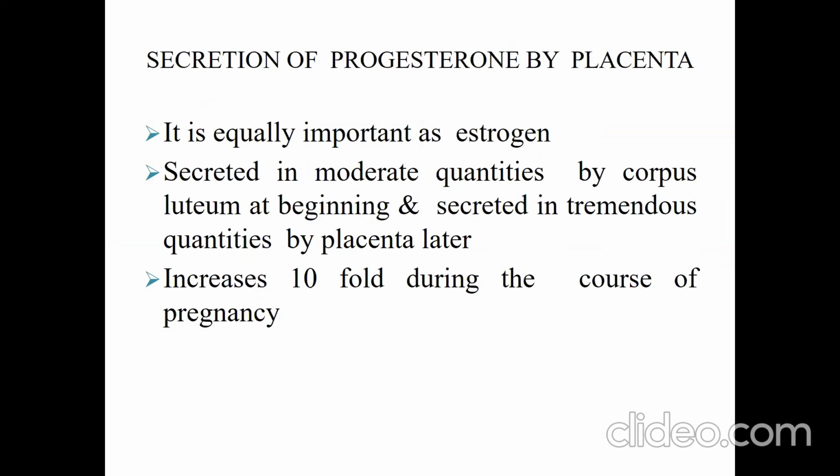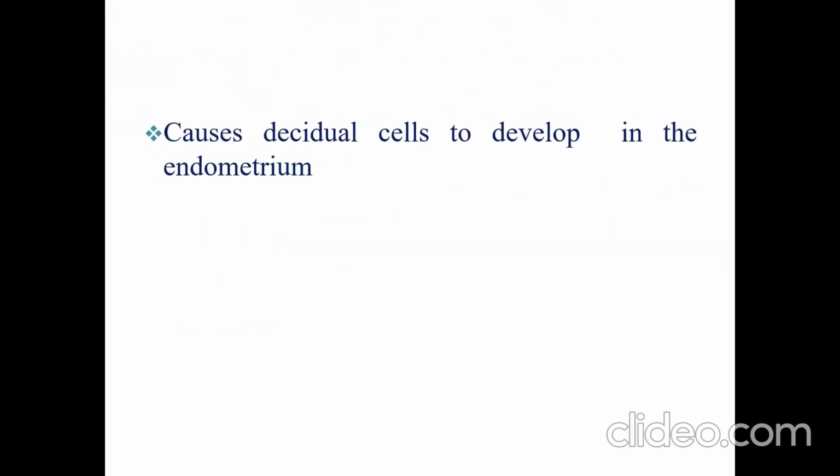Secreted in moderate quantities by corpus luteum at the beginning and secreted in tremendous quantity by placenta in the later stages. So in the initial stages, the corpus luteum will be taking the role in hand, and later on, once the placenta develops, the placenta is taking the role in hand, and it increases tenfold during the course of pregnancy. See, the secretion of progesterone is getting tenfold more. It increases, which causes the decidual cells to develop.